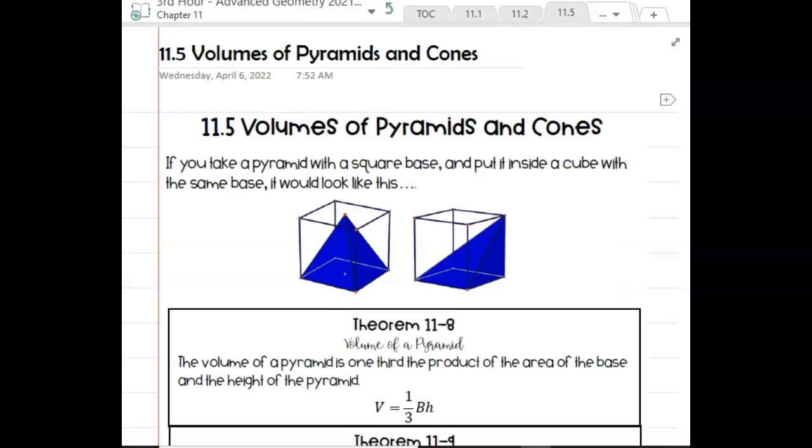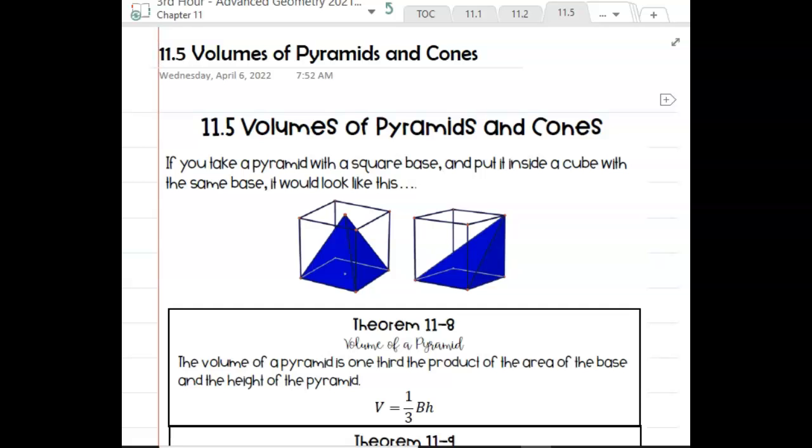We're going to continue on with volume, but today we're going to talk about volume of pyramids and cones. So to kind of start off here, there's really only one difference between finding the volume of a prism and the volume of a pyramid. And it comes from kind of this picture here.